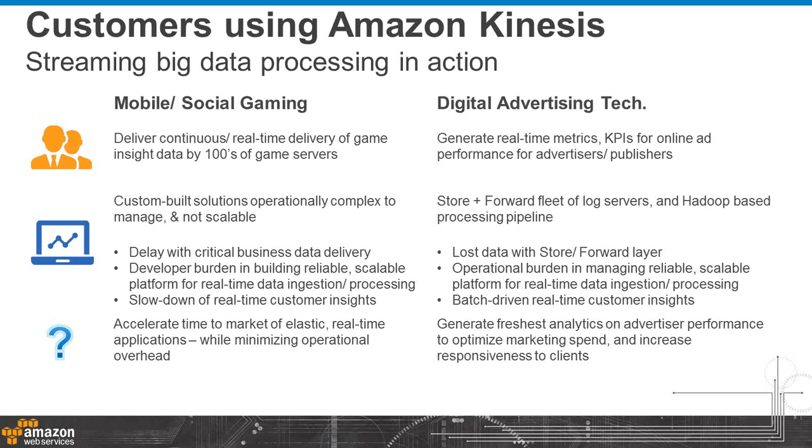The drawbacks of operating such a pipeline are threefold. The first is that sometimes the store and forward layer isn't very reliable, so there is lost data. There is ongoing operational burden in managing this overall pipeline end-to-end in a reliable, scalable fashion. And then finally, even if it runs in an optimal manner, the pipeline is fundamentally batch-oriented, which means that getting to a more continuous real-time sense of customer insights will be much harder.